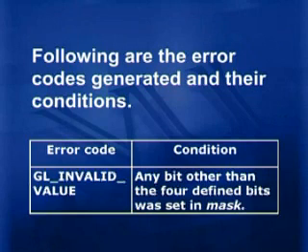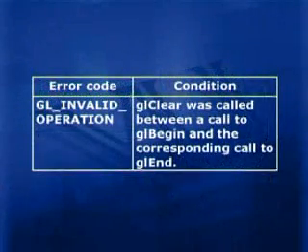Coming to the error codes, GL_INVALID_VALUE: if any bit other than the four defined bits is set in the mask, that would mean that the GL_INVALID_VALUE code would be raised or returned. The values that we have specified are associated with the buffers that we have talked about. Any other bits should not be set; they should be preset to 0. And if they are set, that calls for an error, and error code GL_INVALID_VALUE is returned. The flag is set for this error.